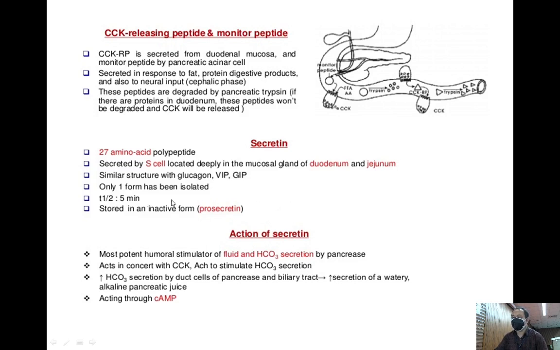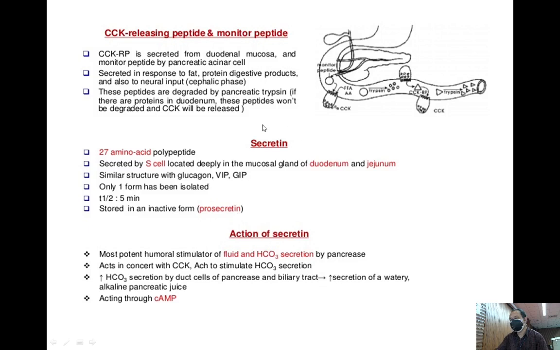So only one form has been isolated. The first hormone to have been discovered and isolated. Okay, and it's usually stored in an inactive form as prosecretin. Then only when it's released into the intestine does it become activated into secretin.